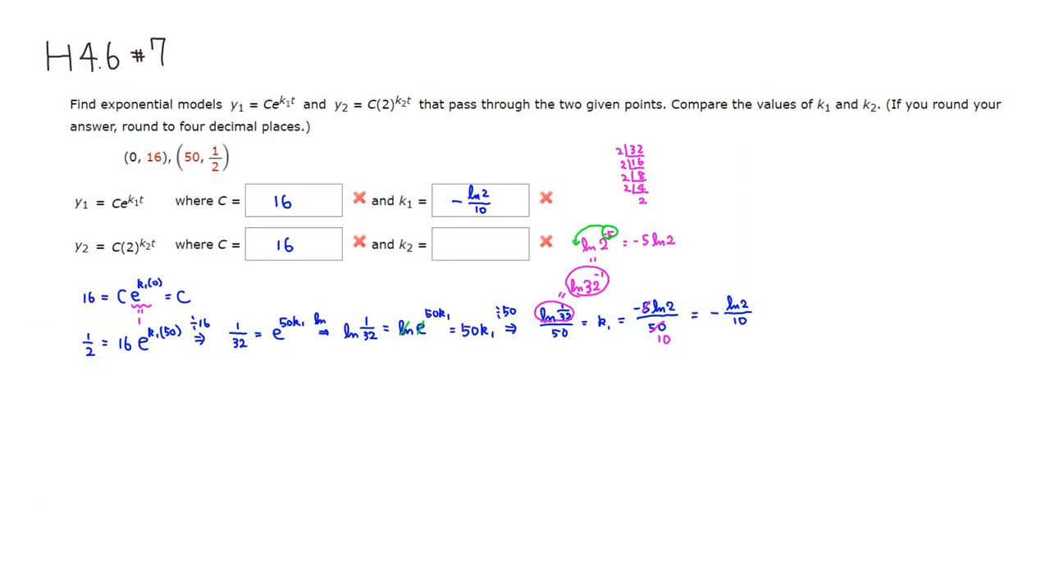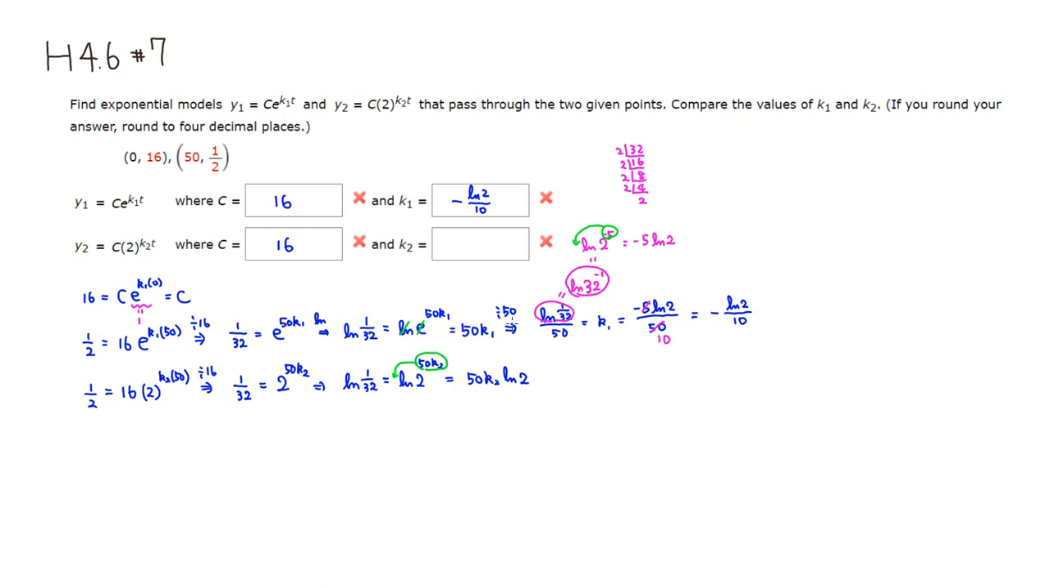The process is pretty much the same. I'm going to plug in the second point, so 1/2 is equal to, c is still 16, times 2 to the k2 times 50. Divide through by 16, and we get 1/32, which is equal to 2 to the 50 k2. Then I'm going to take the natural log of both sides: the natural log of 1/32, and the natural log of 2 to the 50 k2. Using the log property, if you have a power, you can place it in front.